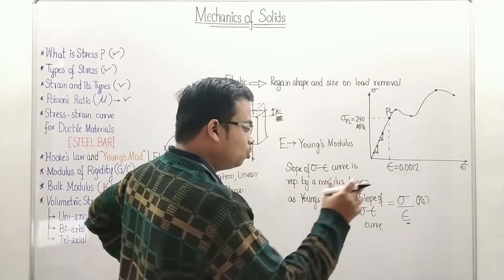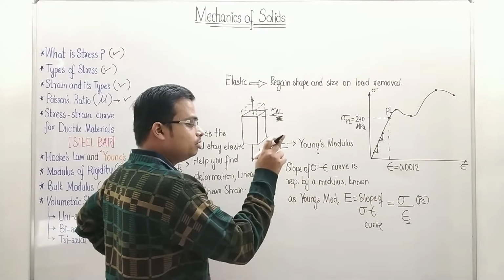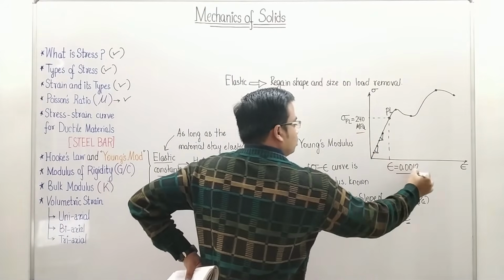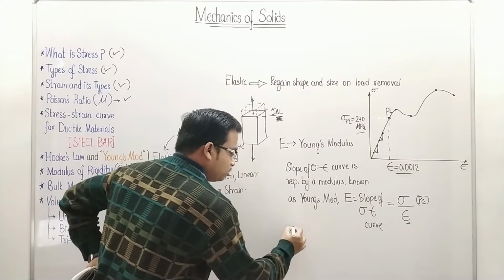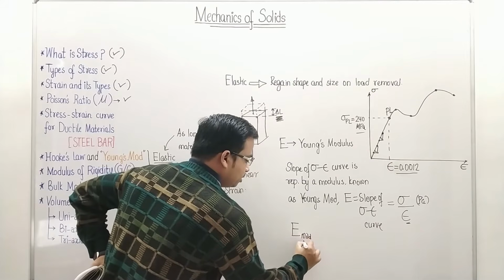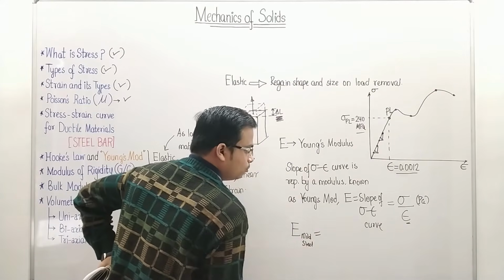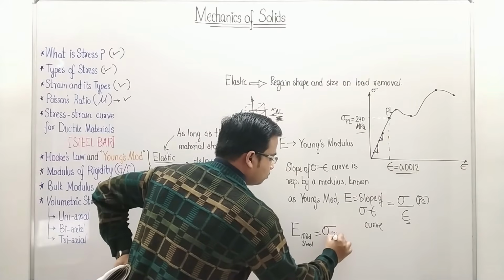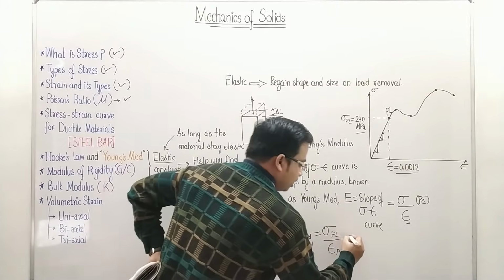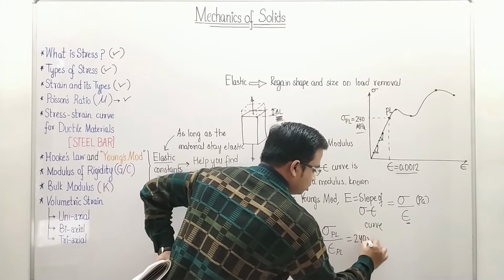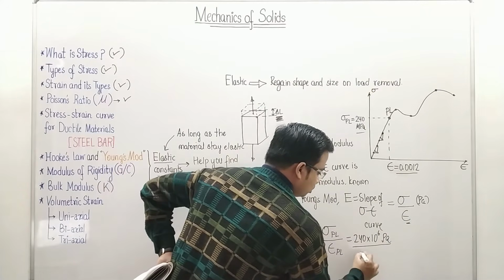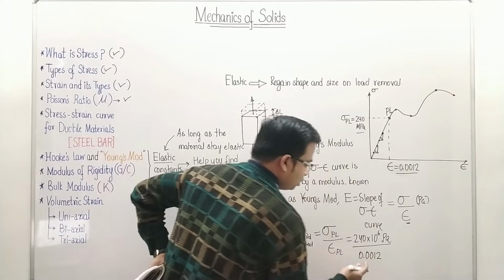Pascals. Well, you can also go ahead and get the value of the Young's modulus for a mild steel specimen. We already know this, and we know this also. So you can actually calculate the value of Young's modulus for mild steel. Stress at proportional limit divided by strain at proportional limit. This is 240 megapascals, mega means 10 raised to 6, in pascals, divided by strain, which is 0.0012. You just do this division.